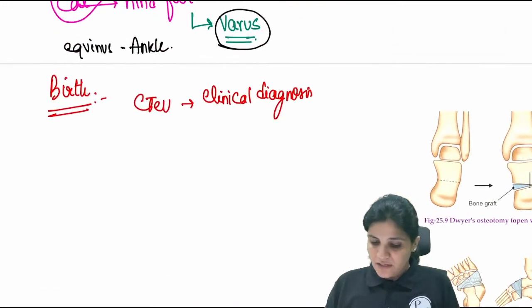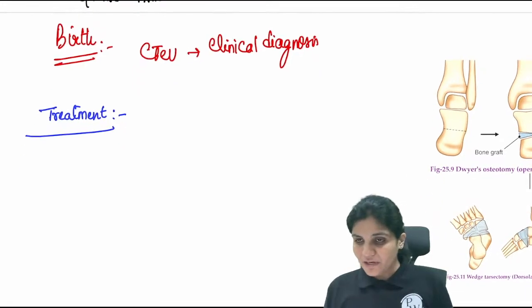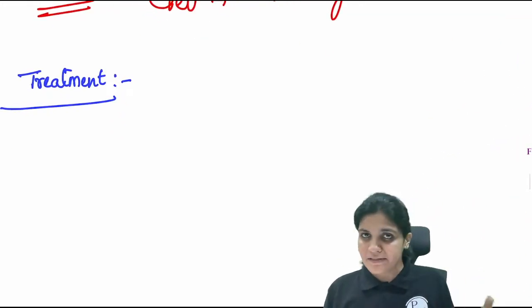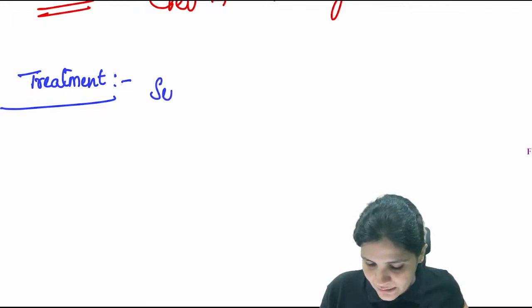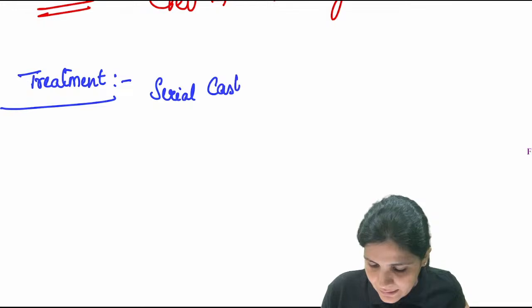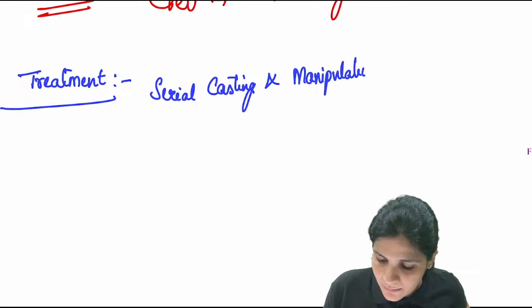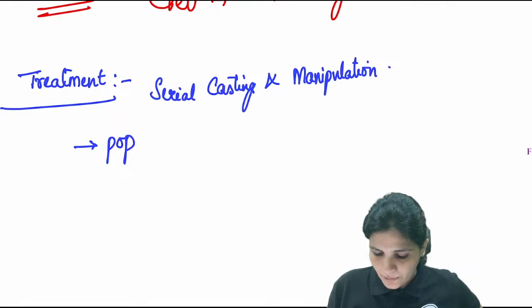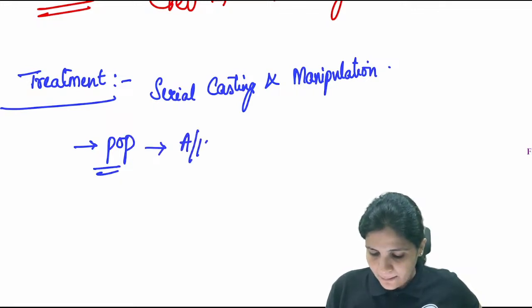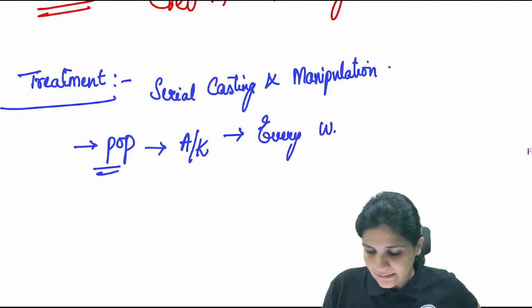So how do you treat it? Very, very important. Once you have diagnosed, you look for other anomalies also, and you decide whether this is a simple or a rigid CTEV. Any CTEV, you always start with serial casting and manipulation. What do you mean by serial casting and manipulation? We do the POP, Plaster of Paris above knee, and every week change the plaster.